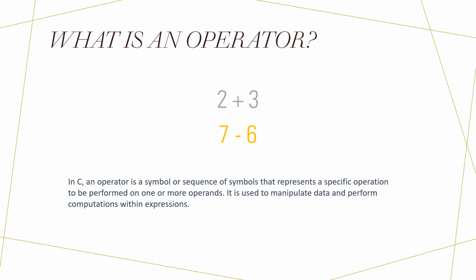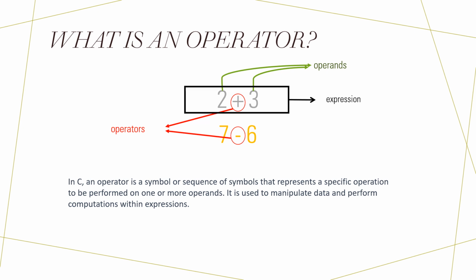programming, we will find that the plus and the minus signs that are in between the two numbers are termed as the operators, while the two numbers are termed as the operands. Together, the operator and the operands make up an expression. So in C, an operator is a symbol or a sequence of symbols that represent a specific operation to be performed on one or more operands. It is used to manipulate data and to perform computations within expressions.